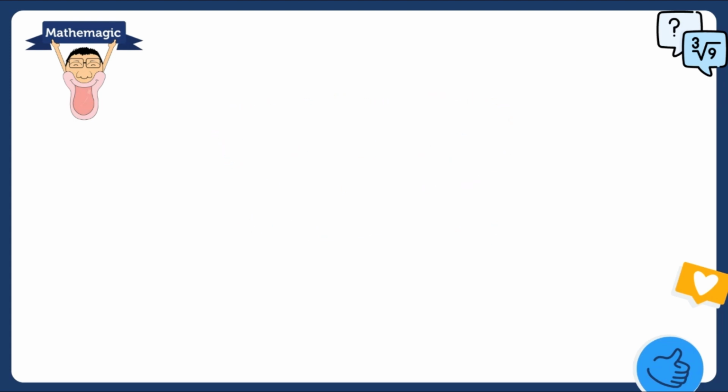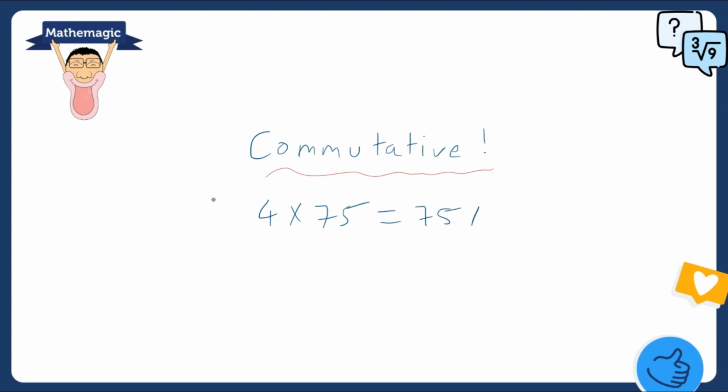Now, this is only true because multiplication is commutative. And what this means, for example, is that 4 times 75 is the same thing as 75 times 4. So commutative in mathematical terms means that whether you do an operation one way or you do it the other way, the result will be the same.